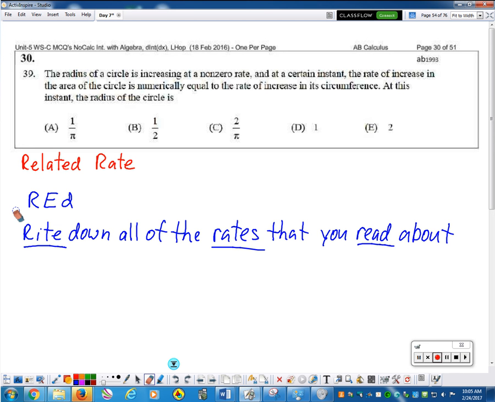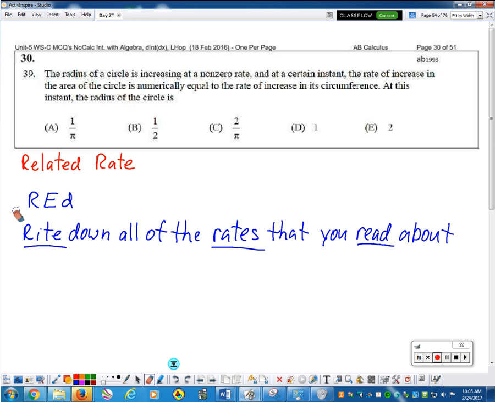Good. The radius of a circle is increasing at a non-zero rate. Okay, next thing, watch me. R is the symbol that represents the radius. It's very much like the last test. I kept emphasizing in all these problems there's an amount and then there's a rate. Well, R is the amount, it's how much the radius is. But there's a rate at which that radius is growing, so we need a symbol to represent that rate.